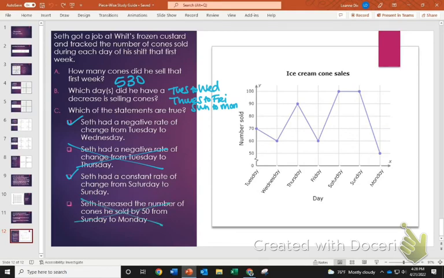Okay, so that's very similar to what you're going to have on the test. I hope that helps you. I know some of you guys were really worried about those word problems, but if you are using this and the Kahoots to study, then you should be good to go.